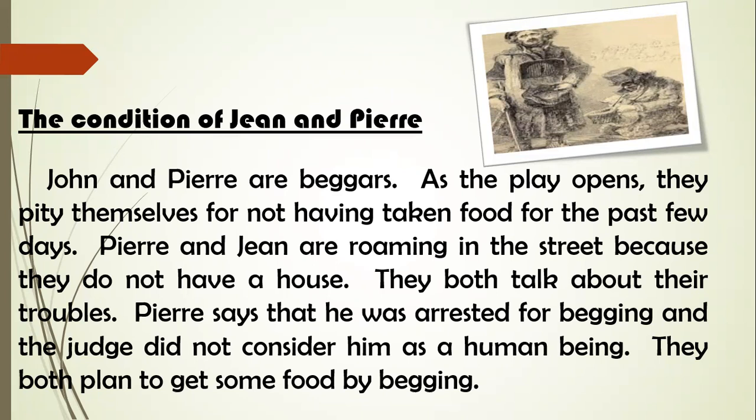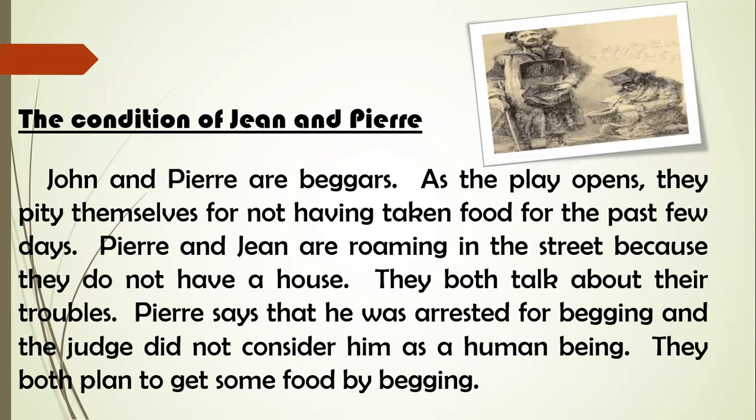They both talk about the troubles and difficulties they are having, sharing with each other. Perry says that he was arrested once because he was begging, and the judge in the court did not consider him as a human being. There are many hurts in his heart, and he tries to share them with his friend, his partner. Now they both plan to get some food by begging because they don't have any other means. They are not employed, they don't have any money to buy something, so they plan to get food by begging.